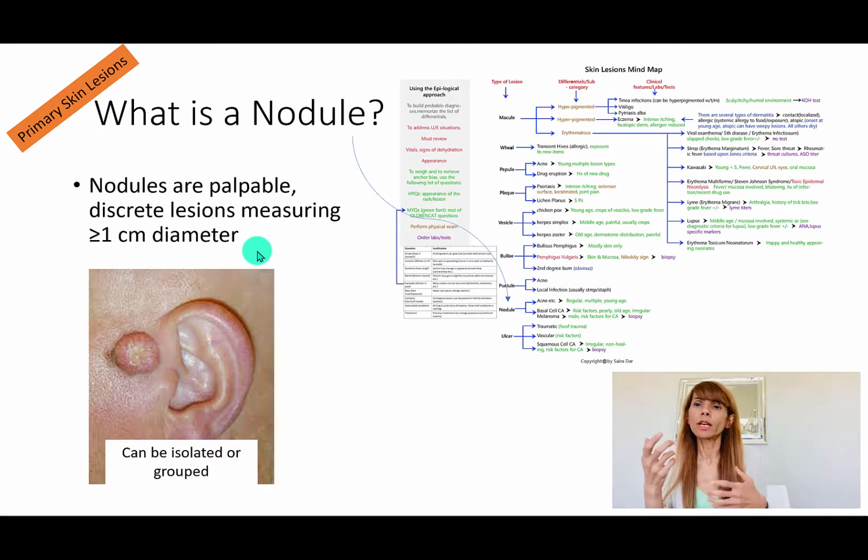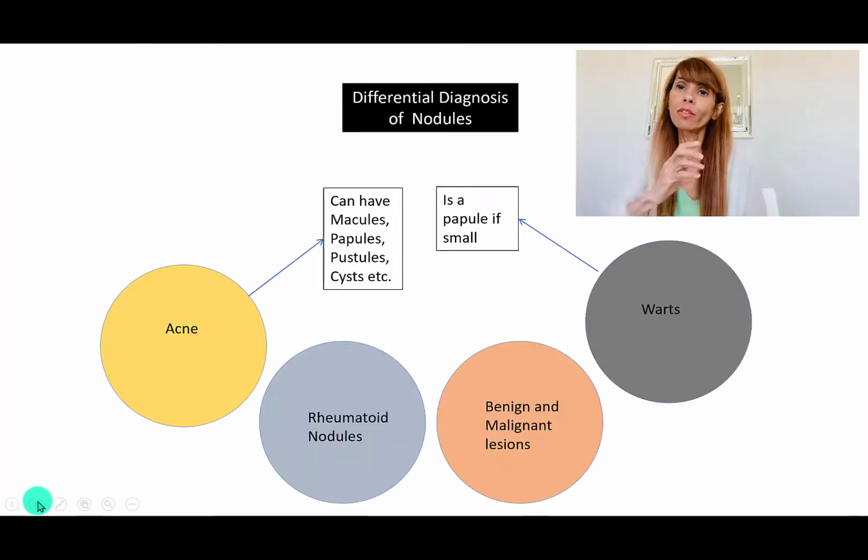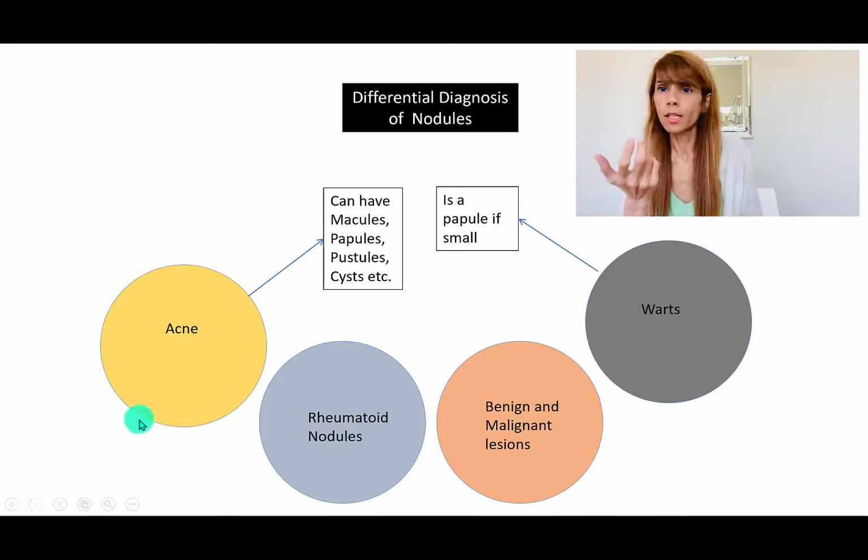So the differential diagnosis for nodule is on the mind map. We'll go right into it. And nodules can be isolated or they can be grouped. The differential diagnosis includes acne, which we discussed in detail earlier already. So acne can have nodules, warts can have nodules, so we already discussed that too. Usually it's going to be human papillomavirus.